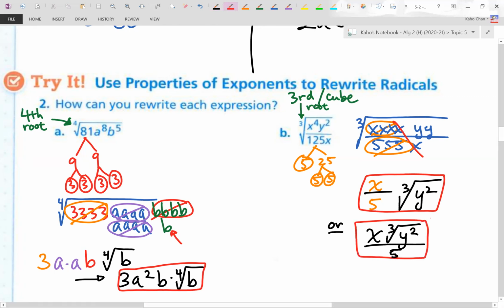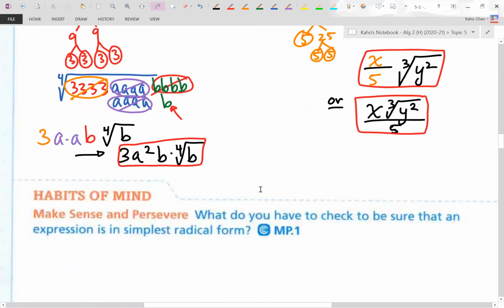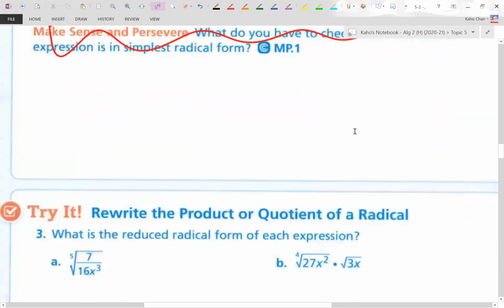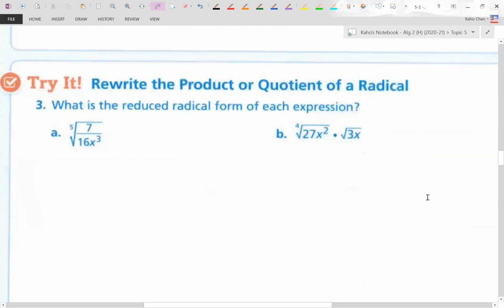All right. We're going to skip the habits of mind just underneath it. Let's jump to example 3. All right, let's do that. Ooh, rewrite the product or quotient of a radical. What is the reduced radical form of each expression?